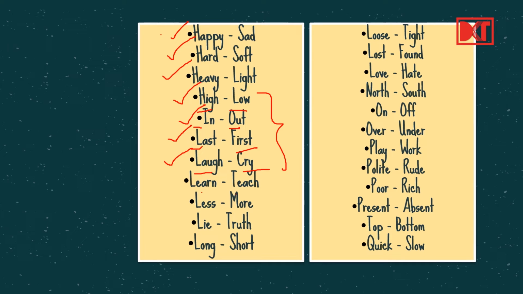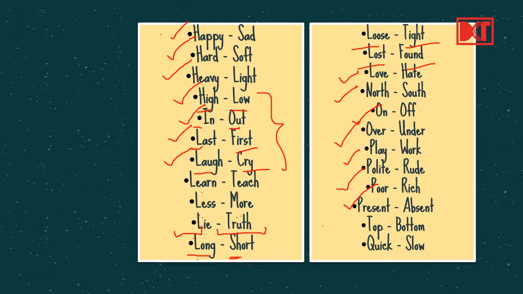Learn and teach. Less and more. Kam, zyada. Lie and truth. Remember I told you on the previous slide, false and true, it will become lie and truth. Long and short. Lamba and chhota. Loose and tight. Lost, found. Love, hate. North, south. On and off. Over and under. Play and work. Polite and rude. Poor and rich.